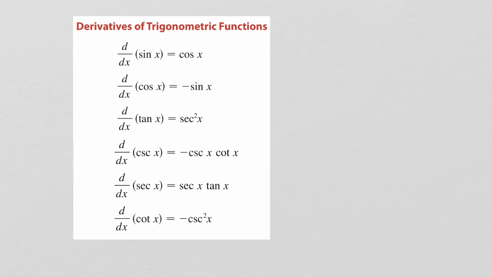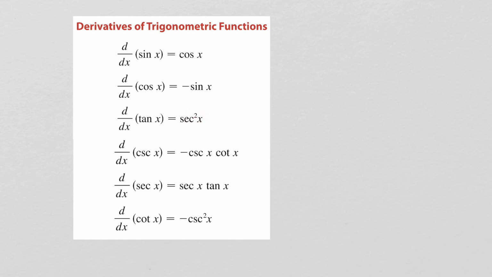And I want you to notice that there is a pattern involved. So starting with sine and cosine, the derivative of sine is cosine. The derivative of cosine is negative, and then what is the co-function of cosine? Well, it's sine. Similarly, the derivative of tangent is secant squared.